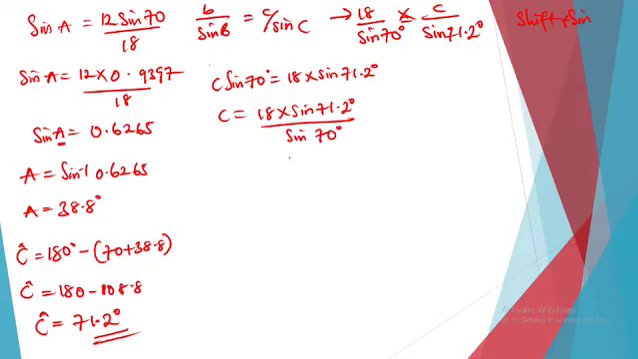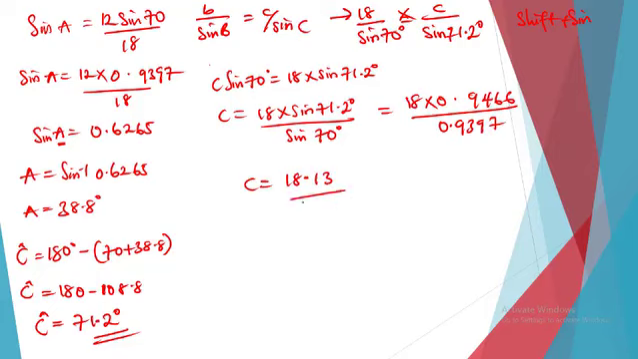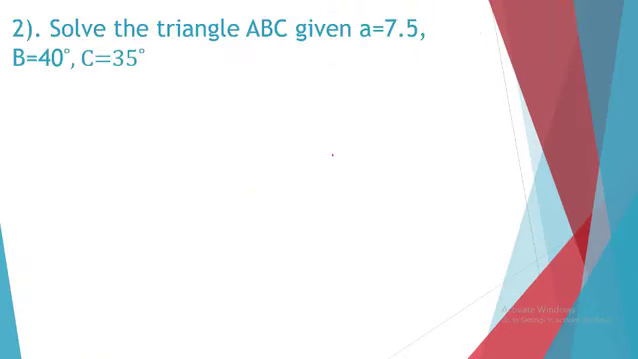That is making c the subject of the formula. Is that true? So we have 18 times the value of sine 71.2, which is 0.9466, all over sine 70, which is 0.9397. So c is equal to 18 times this divided by this, which gives us 18.13, and that's the value of line c, in cm. So that is that. Example number 2.